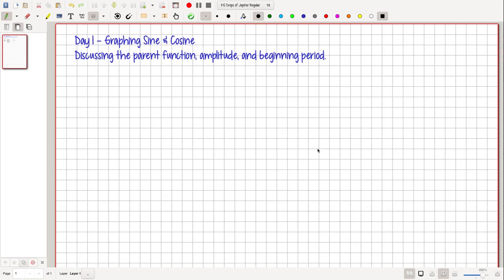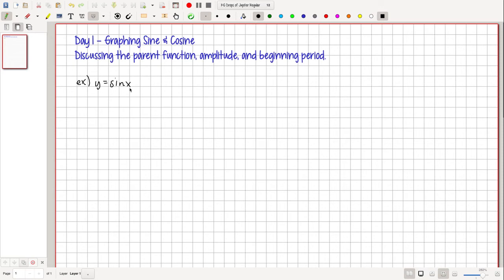To start graphing the sine and cosine curves, we're going to look at the basic parent function for each equation. We're going to look at their amplitude, and we're going to start discussing their period. So the very first thing we're going to graph is the function y equals the sine of x.